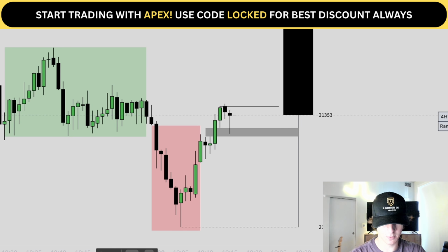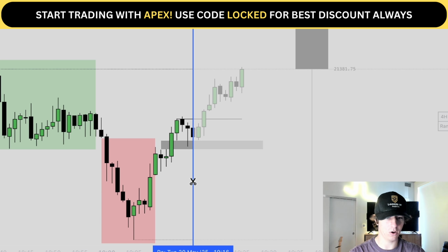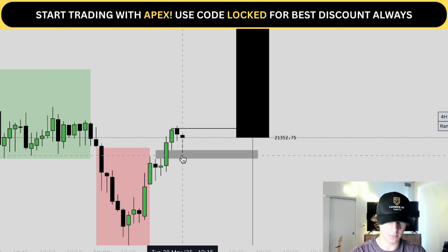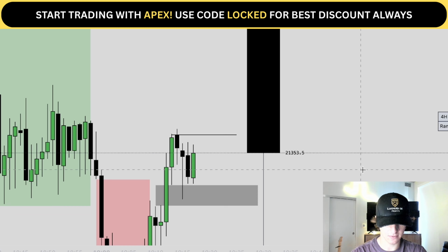We see kind of a small little bit of reaccumulation. Again, nothing crazy. Basically, all we are waiting for is that gap to get tapped into. But like I said, I'm not gonna blindly enter here. I'm going to wait for a change in the state of delivery.